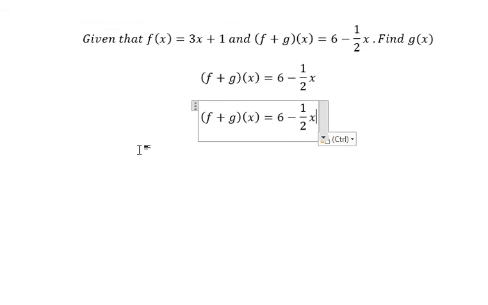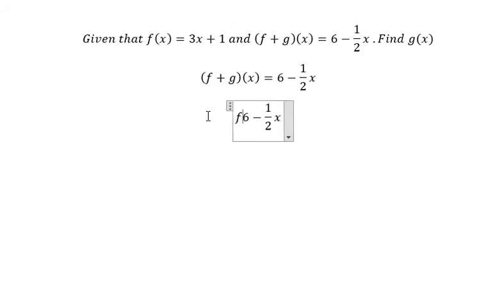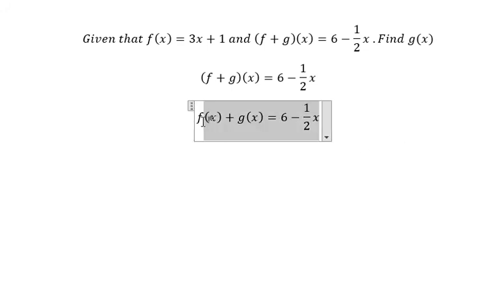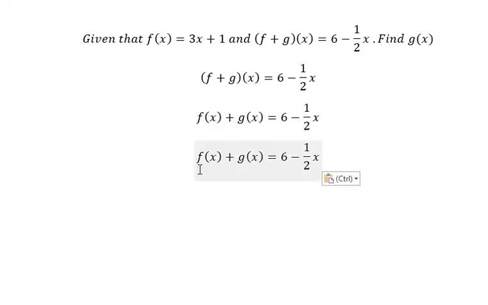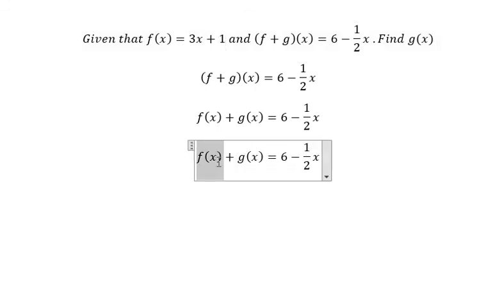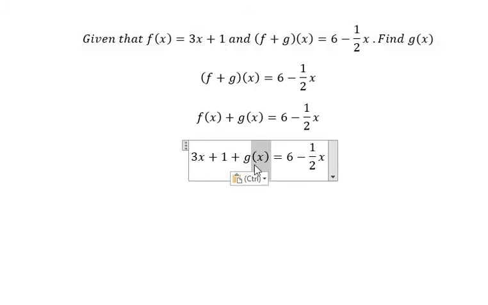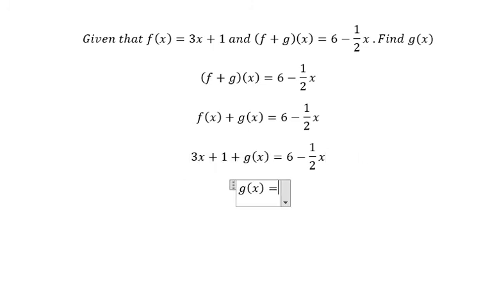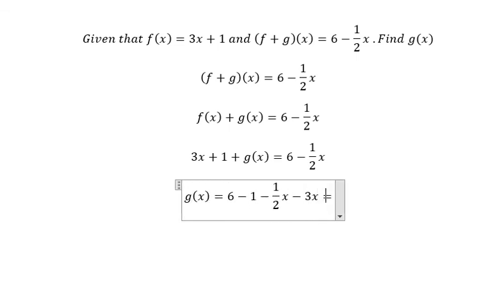And we know that f plus g of x is f of s plus g of s. So we know that f of s is this one. So if we want to find g of s, we move this one to the right. And we have 6 minus 1 and negative 1 over 2s minus 3s.